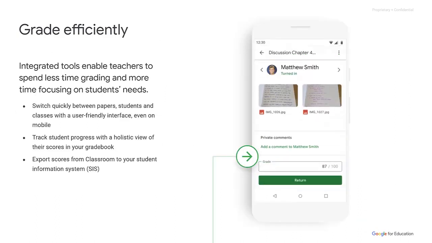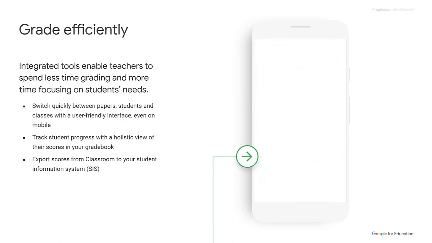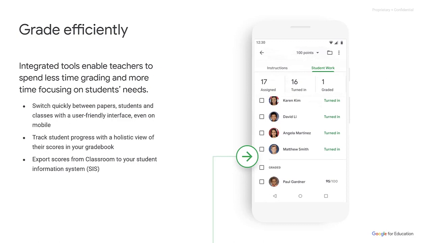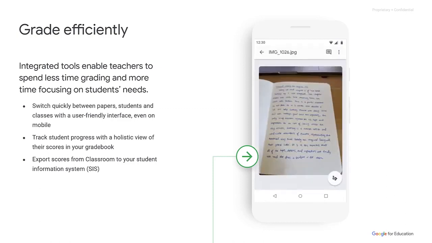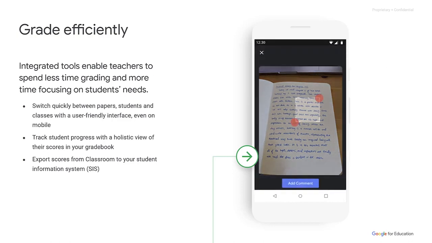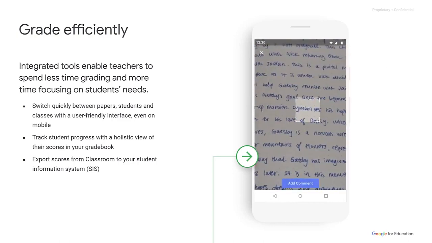One of the critical workflows for educators is grading. In Classroom, we offer a teacher-friendly interface, even on mobile devices, to meet teachers where they are and allow them to grade on the go. Google Classroom's gradebooks allows teachers to track student progress holistically while grades sync, which is available with the growing list of SISs, and saves time for teachers after they have completed the grading process.